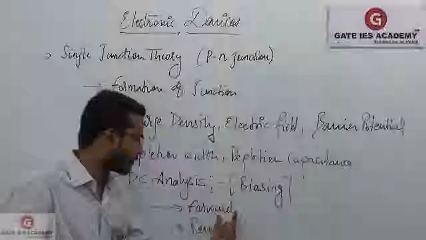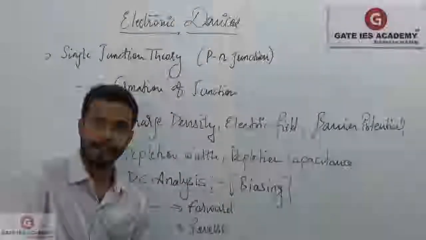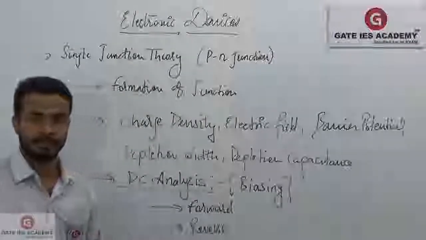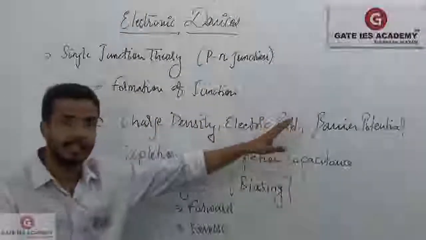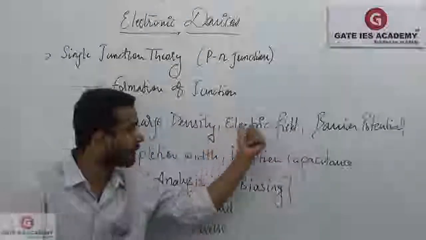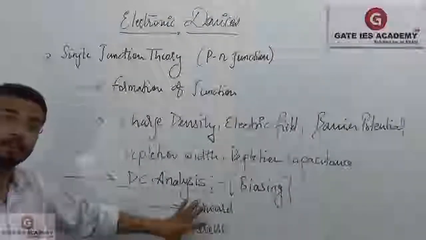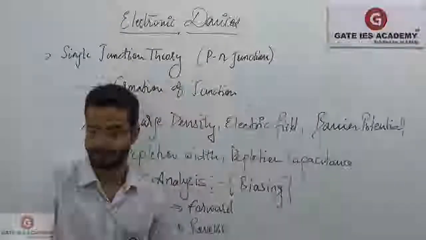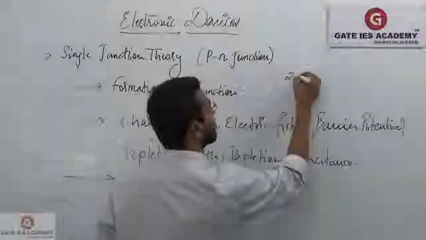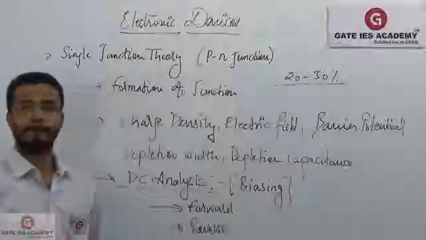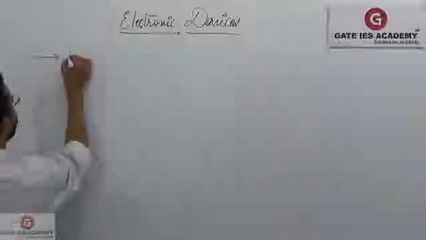Then you will study the forward dynamic resistance and dynamic capacitance, that means diffusion capacitance. We do not have to worry about those perspectives till now. This is the simplest device, and for each and every parameter we study here, we will see what happens to it in these biasing situations also. So this is for the unbiased case, then I will discuss everything with the biased case also, but that will come one by one. So this will be my next topic, and again I will spend 20-30% of my time here. Now, my next topic will be the bipolar junction transistor.